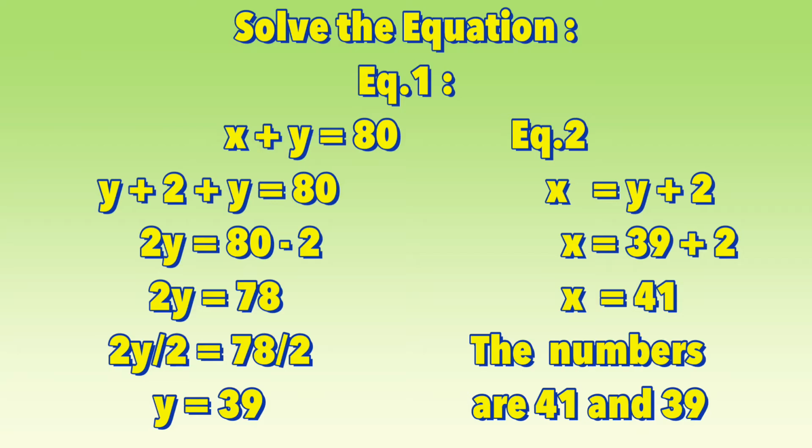Then we have to simplify. 80 minus 2 equals 78, and copy 2y. Then we're going to solve for y, so we're going to divide both sides by 2. So 2y divided by 2 equals y, then 78 divided by 2 equals 39. And then solve for x using equation 2, x equals y plus 2. Since our value for y equals 39, we're going to substitute. Then 39 plus 2 equals 41. So the value for x is 41. So our complete answer for the numbers are 41 and 39.